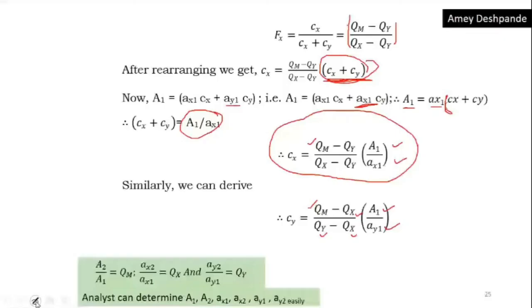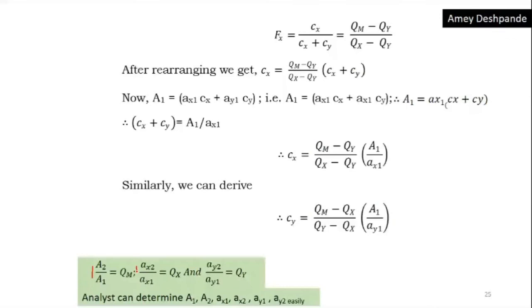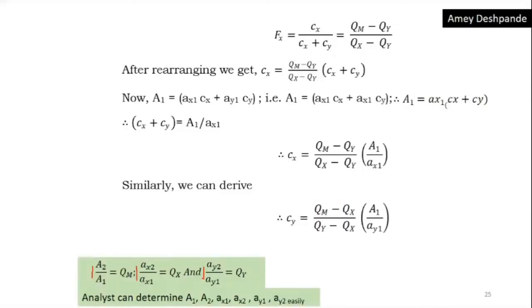Now, what is Qm? Qm is A2 upon A1. What is Qx? It is Ax2 upon Ax1. And what is Qy? It is Ay2 upon Ay1. Now, using this equation and this Q ratio, how can we find out the concentration of Cx and Cy in the unknown solution?